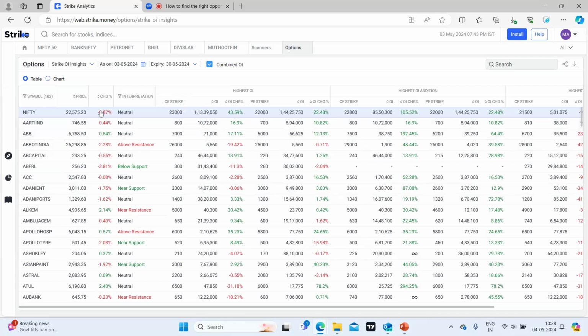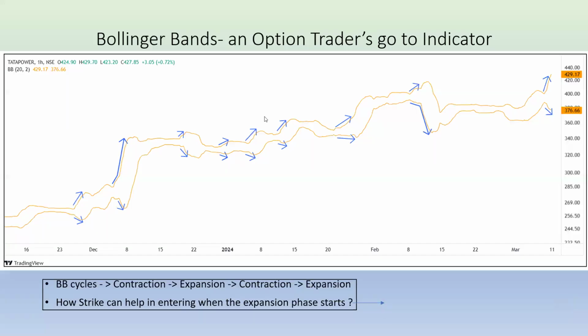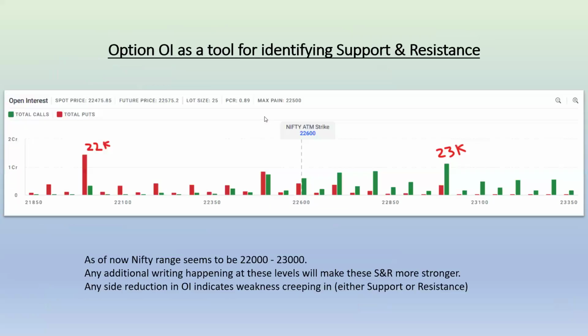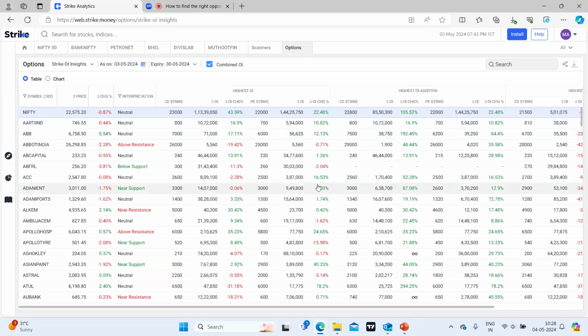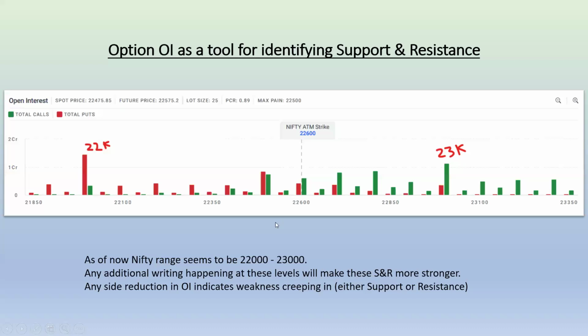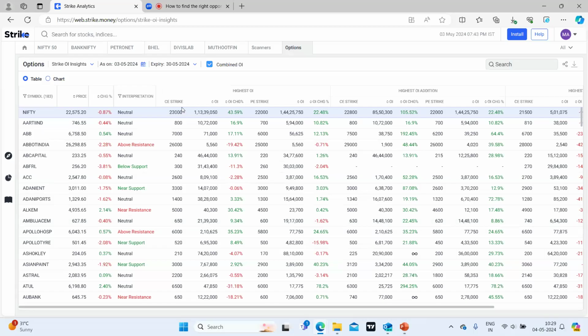Now, as we saw on the chart, for Nifty, it is saying 23,000 highest open interest in call and 22,000, so that is what was in that chart, right? That is what it was, but instead of going through the chart this way for every instrument, I can get it on this, right?